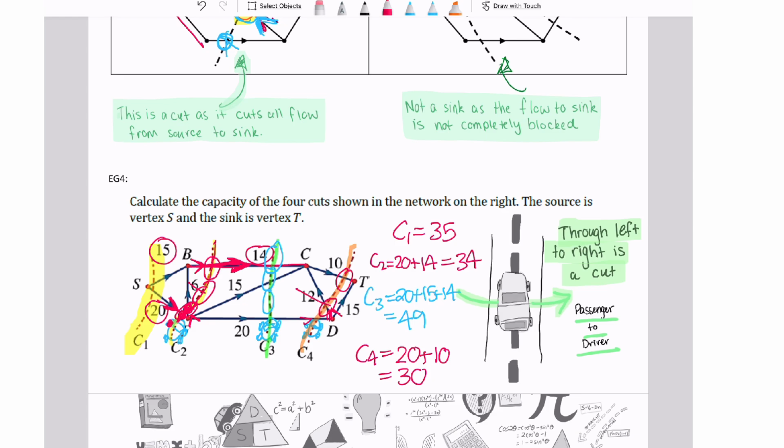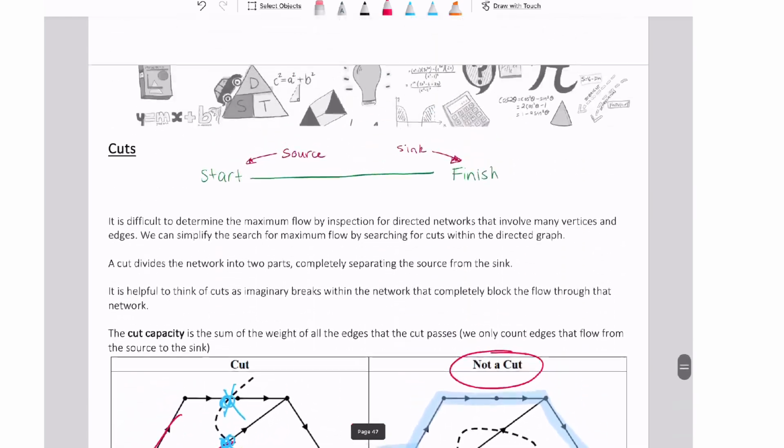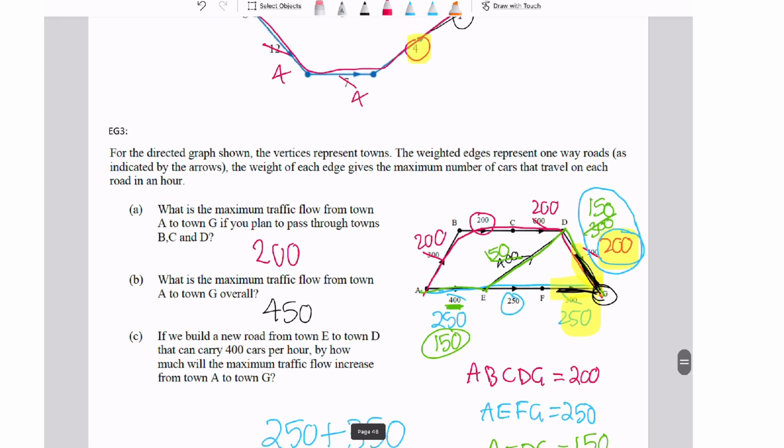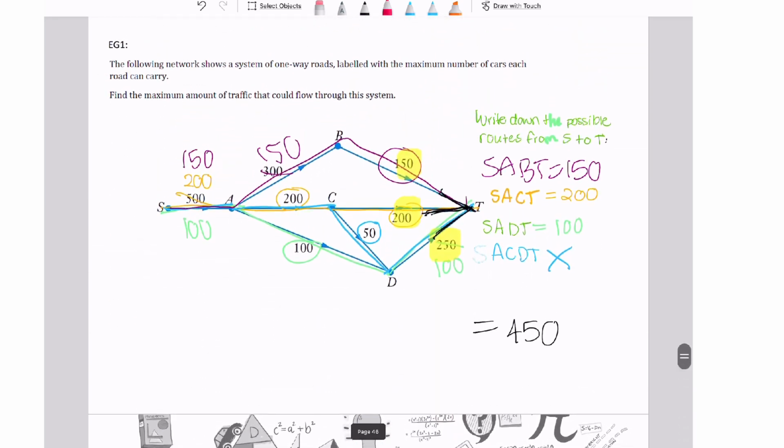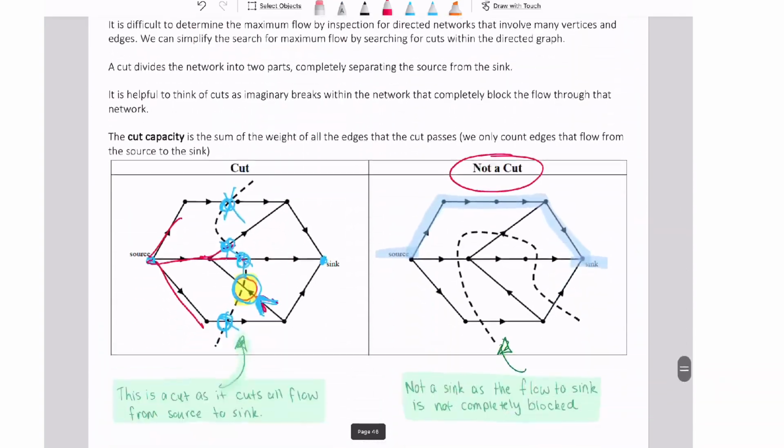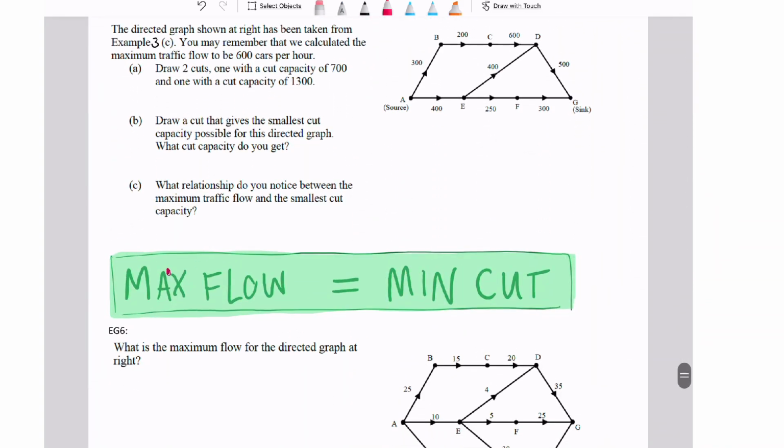Now, what you're thinking probably is, why are we doing this? Well, we can work out the answer to all of these previous questions, what the maximum flow is, by using the formula I've written on the next page. We can find the maximum flow if we can find the minimum cut.